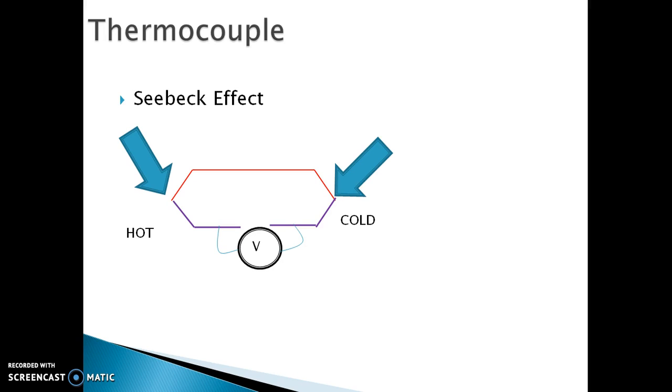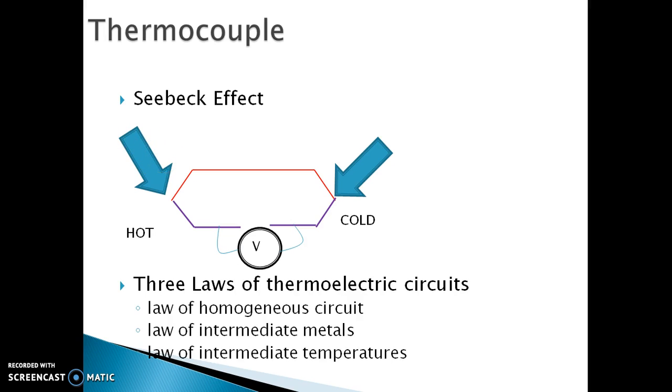This voltage between the hot and cold junction is an EMF which increases as we increase the hot junction temperature. That is, the voltage is a function of the temperature difference between them. To understand the thermocouple, there are three more laws of thermoelectricity: the law of homogeneous circuits, the law of intermediate metals, and the law of intermediate temperatures.